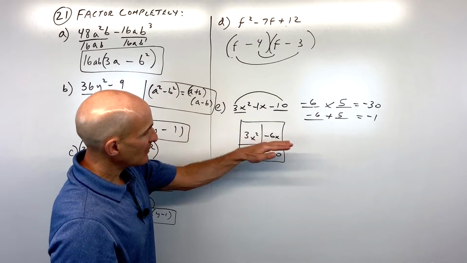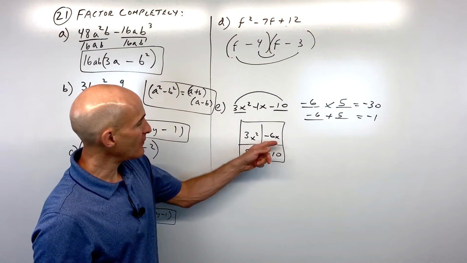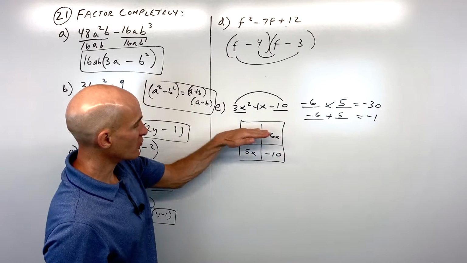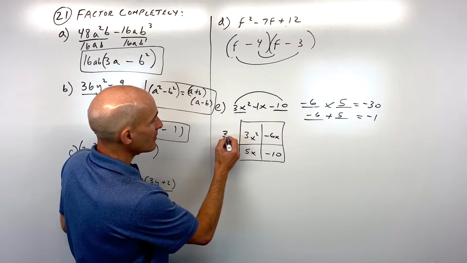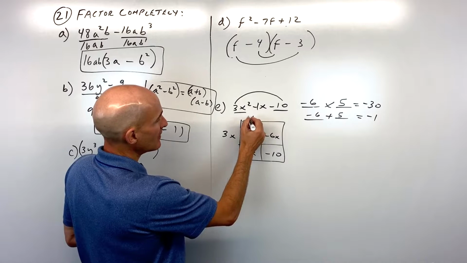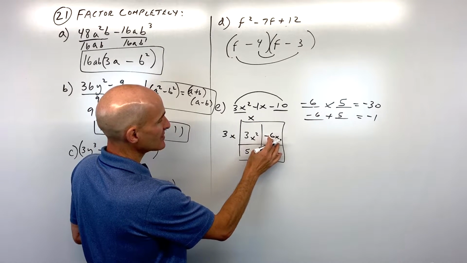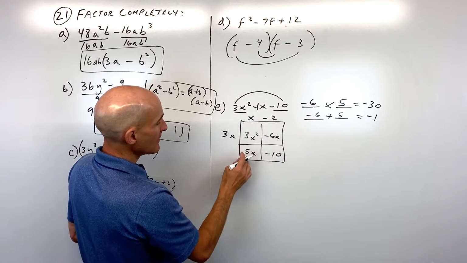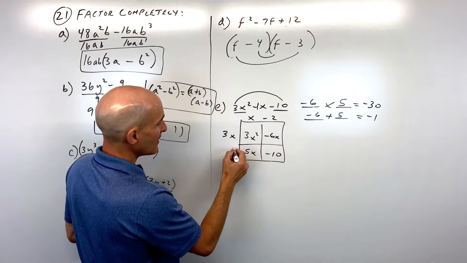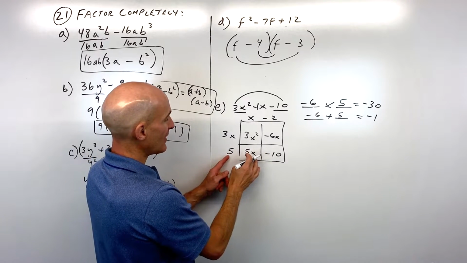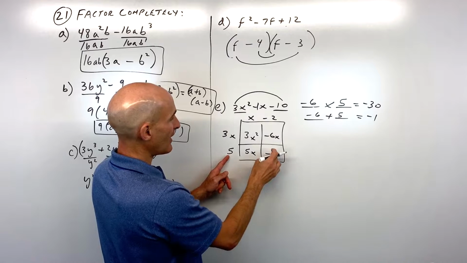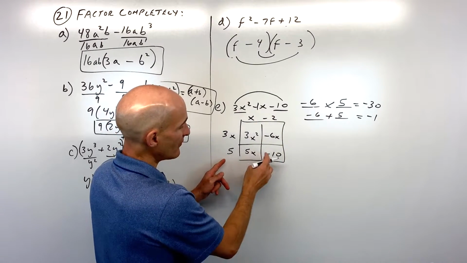Now what I like to do is look at the rows, and I say to myself, what can I factor out of both of these terms in this top row? Well, I can factor out a 3x. If I do that, I'm going to get x. If I divide this by 3x, I get negative 2. Now here, what can I factor out of both of these? I can factor out a 5. And you can see if I factor out a 5, I'll be left with x. If I factor out a 5 here, I get a negative 2, or divide by 5.